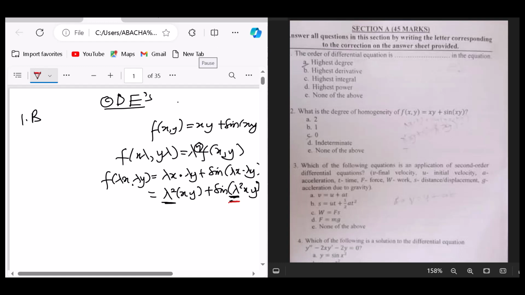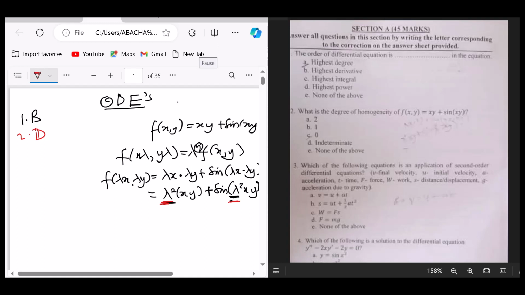We can't determine what the degree of homogeneity is. If it was something and the answer is not inside, then we can say none of the above. But here we cannot determine it because we can't factorize the lambda squared outside. And so the answer here will be D.